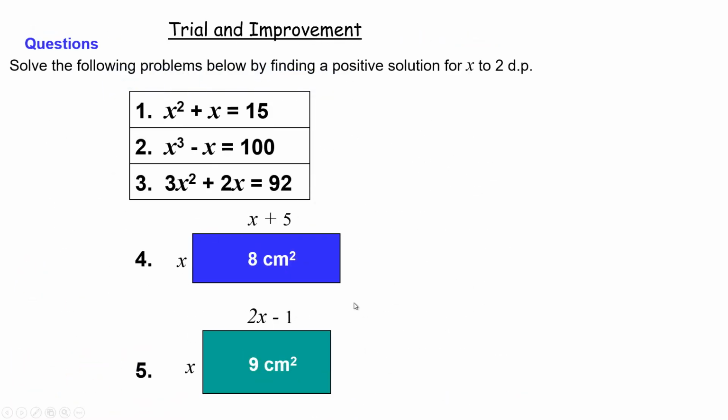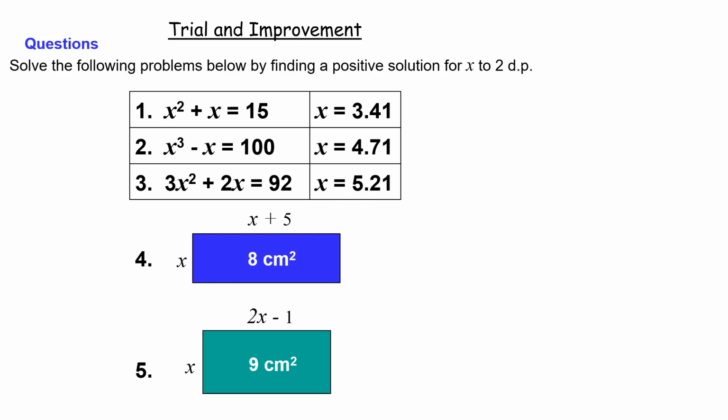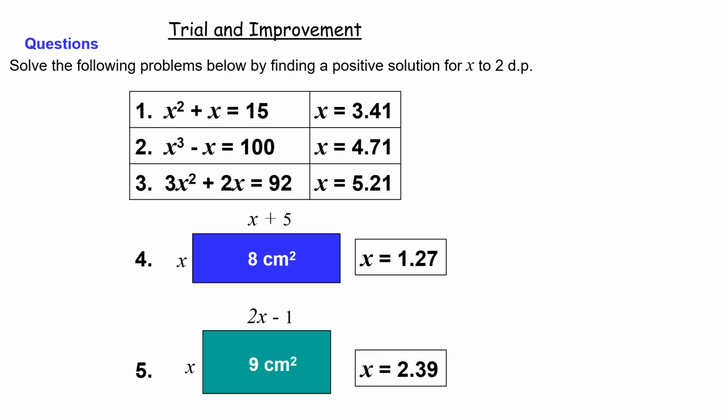There you go. So these questions, I want you to work them out to 2 decimal places. When you're ready to go through the solutions, hit play again. Okay. So for question 1, you should have 3.41 to 2 decimal places, 4.71 for 2, 5.21 for 3, 1.27 for question 4, and 2.39 for question 5.